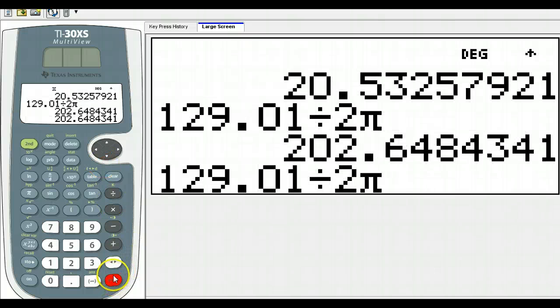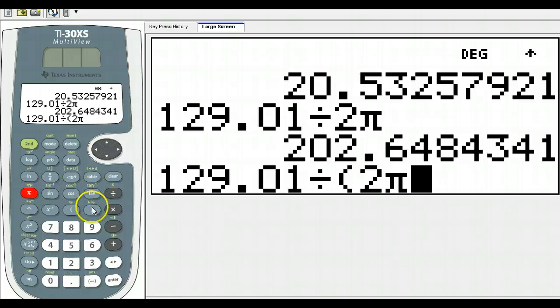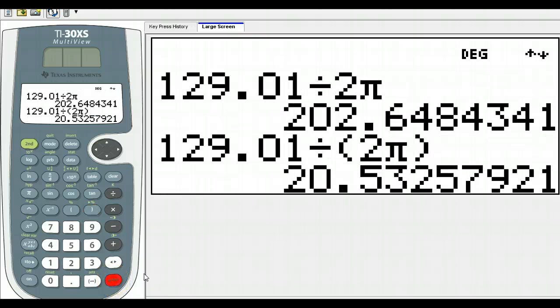If you want to use the division key like this, then you have to use parentheses. That way the pi will be included. So you have to do like this. If you want to divide by 2 pi using the division sign, you have to put the 2 pi in parentheses. Now it's dividing by the 2 and the pi instead of just the 2. And you see we will get the same 20.53 that we're supposed to get.